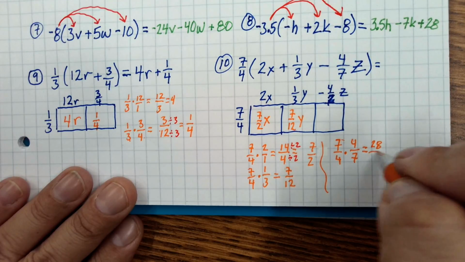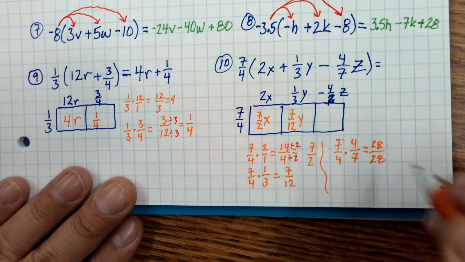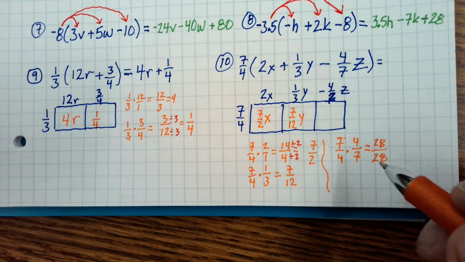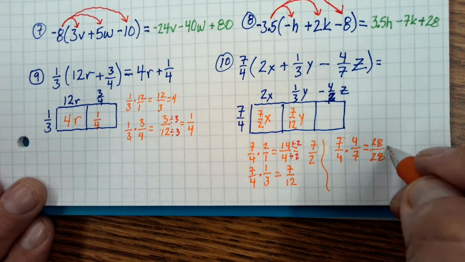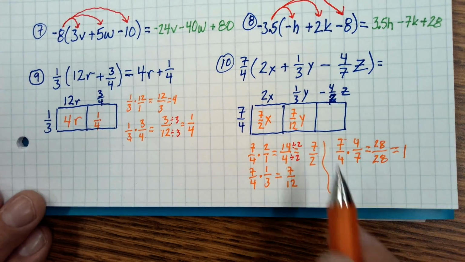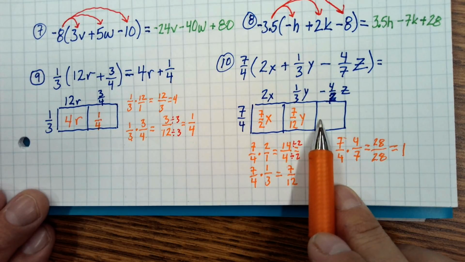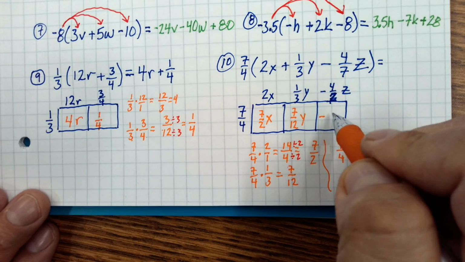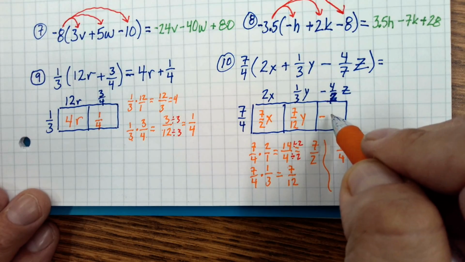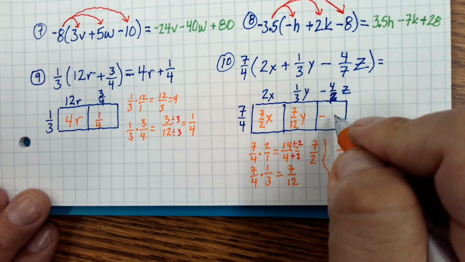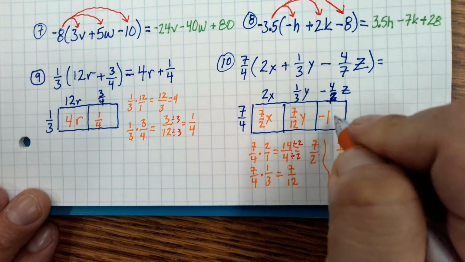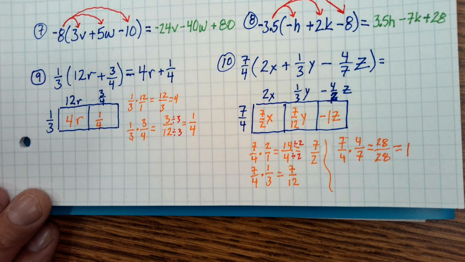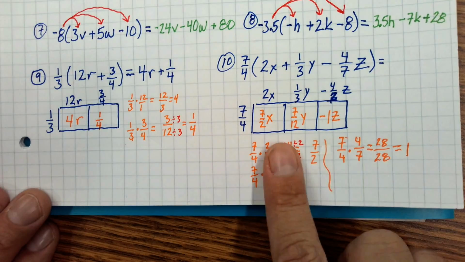You could just cross cancel it to 1. Yeah, if you caught that, we could have just cross-canceled 7s, cross-canceled 4s. You get 1 and that's just 1. So how would I write it here? One. Negative 1z, or just negative z. Remember when you have a coefficient of 1, you don't need to put it, but if we put the 1, we're okay. Okay? So there's our answer here.